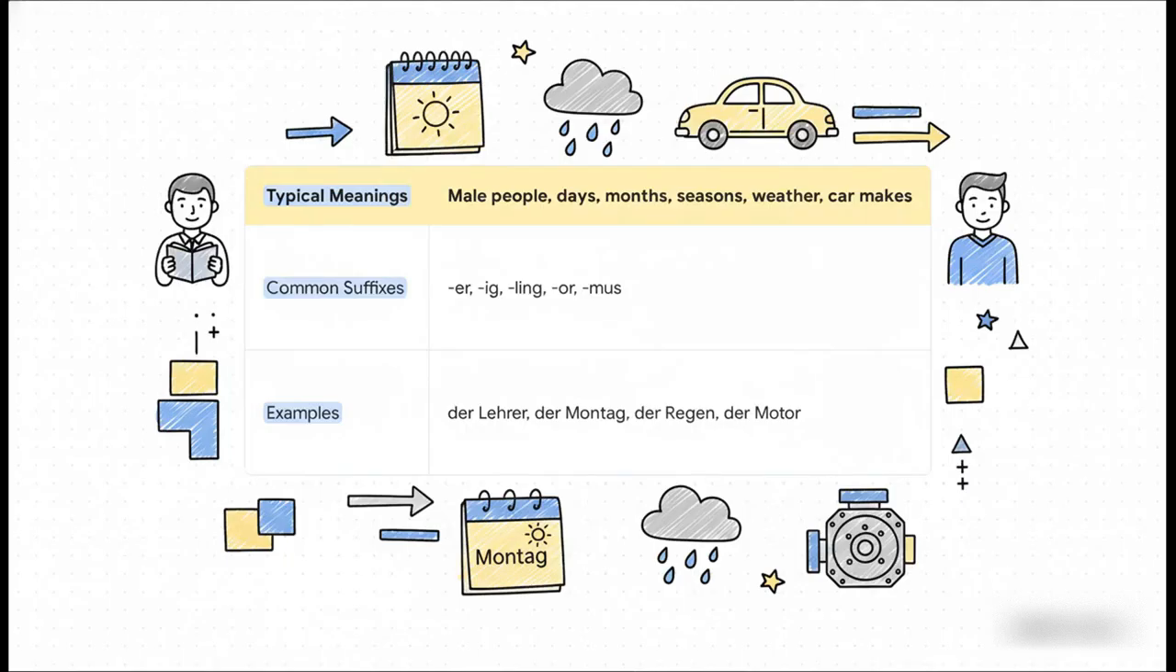So for masculine or der words, you can think in big categories. Things like days of the week, months, seasons, most types of weather, they're almost always masculine. Car brands too. And if you see a word ending in -er, -ling, or -or, that is a huge, huge clue that you're looking at a der word.